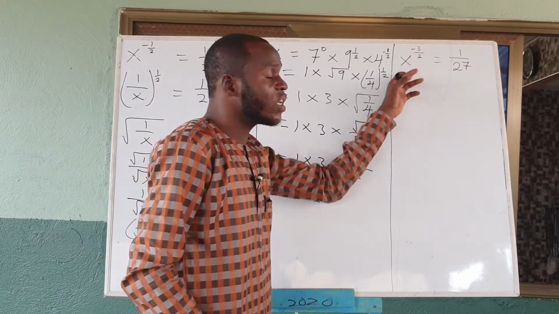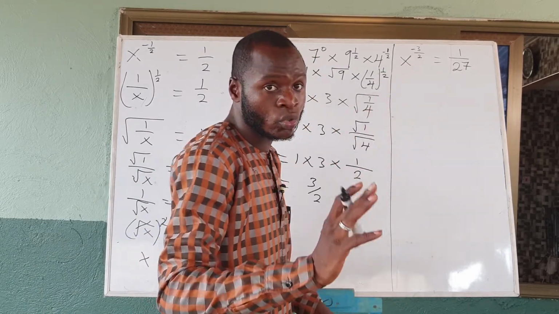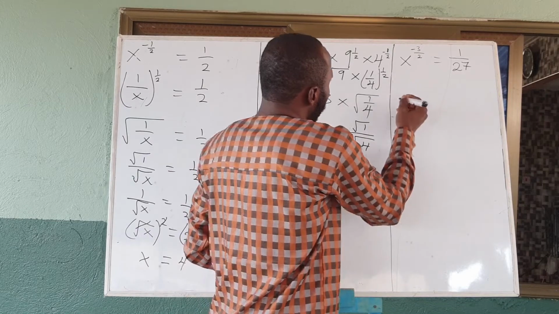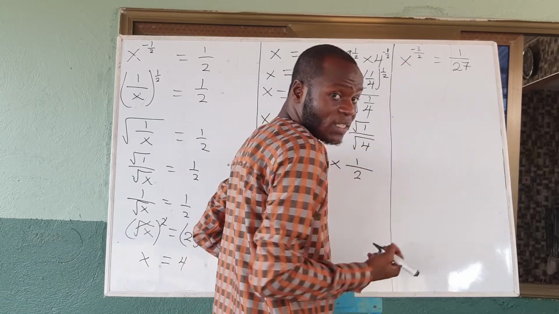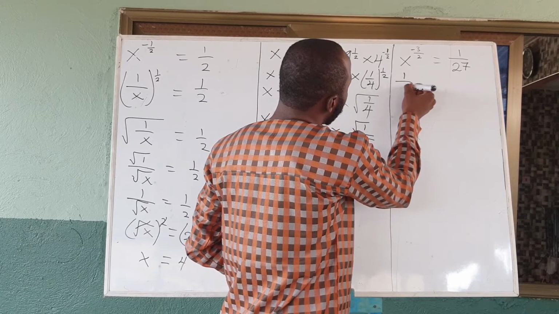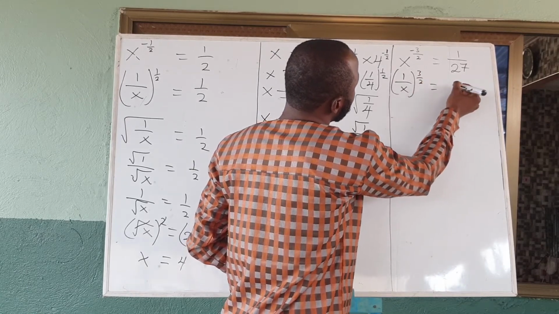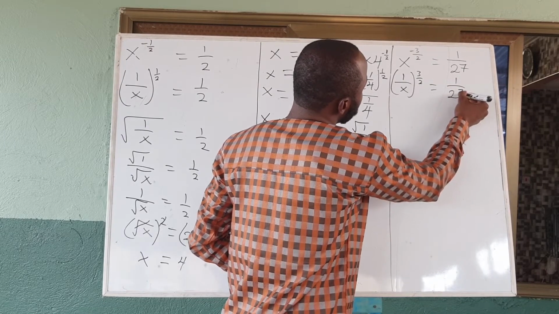Okay, so this one is no different to the ones that we solved. The first thing that we will do is to what? Get rid of the negative power. So over here too, we will reciprocate it just like we did at the previous question. So here we have 1 over x to the power 3 over 2 equal to 1 over 27.